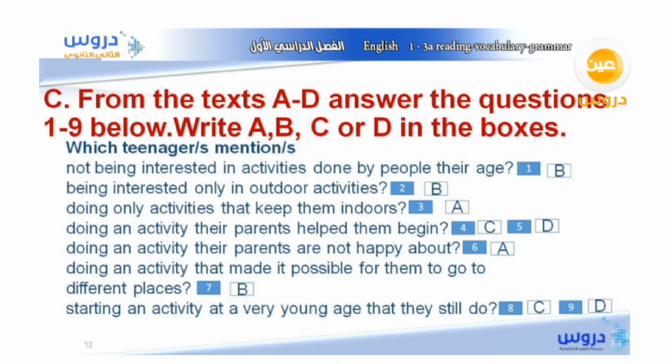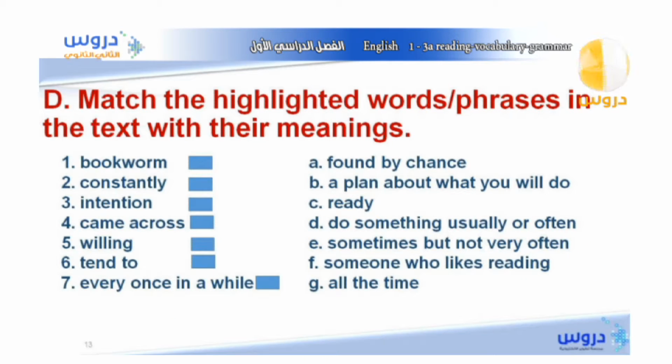Does that sound easy for you? If you need help, just try to remember the persons, the passage for those persons. For example, bookworm absolutely has something to do with books. Intention, came across, willing, every once in a while. Don't forget, those words are related to the previous passages. Alright? Can we check answers?